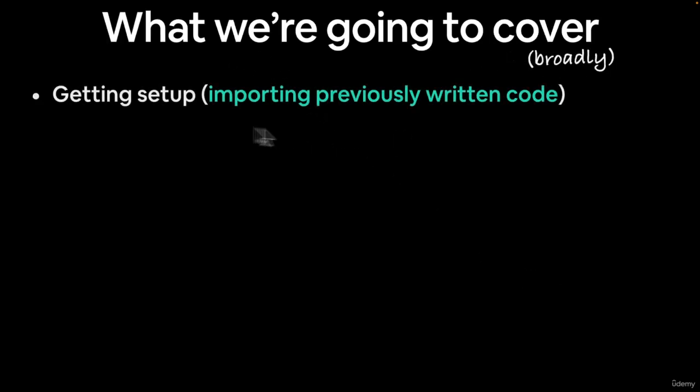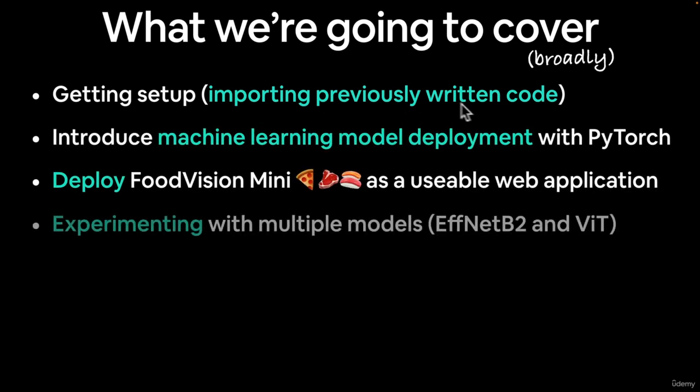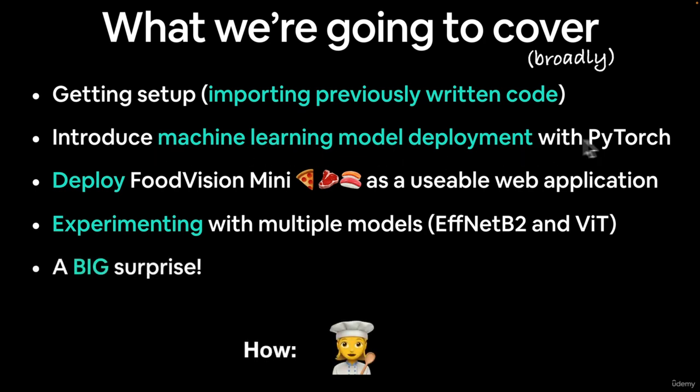So let's just break down what we're going to cover broadly. We're going to get set up. In other words, importing previously written code that we've done in other modules. We're going to introduce machine learning model deployment with PyTorch. Now, we've already covered a whole bunch of that, but we're going to make it concrete with code. We're going to, of course, deploy Food Vision Mini as a usable web application. And by the end of this, we're going to put on our machine learning engineer hats, and we're going to be able to share our web applications with whoever we want.